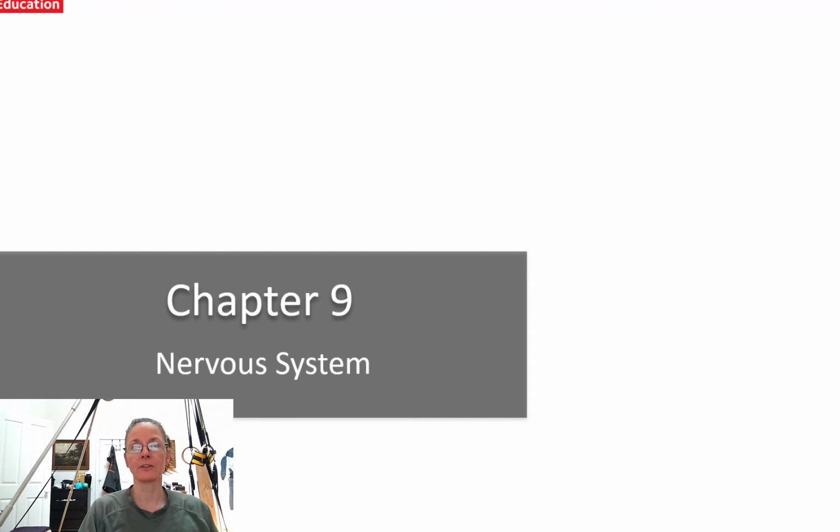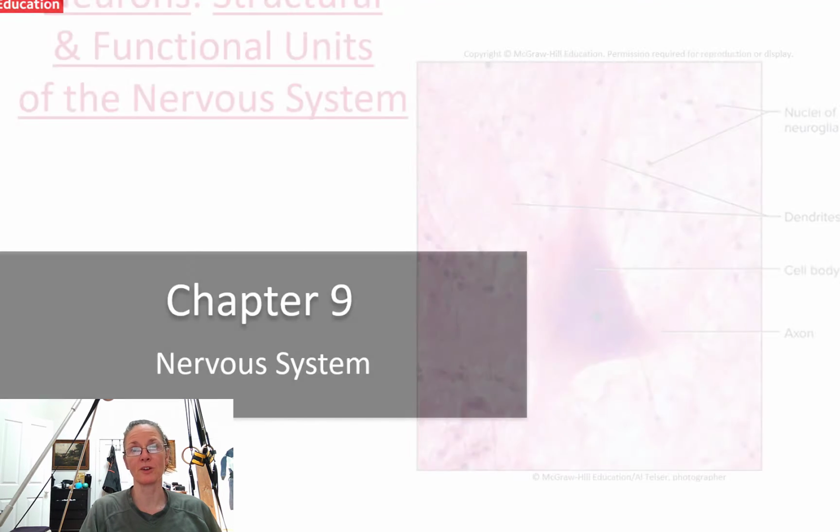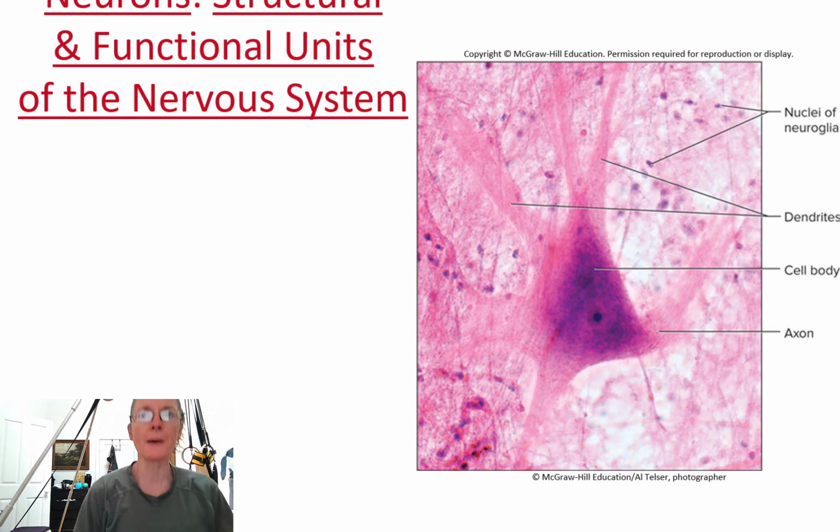Now, the main type of cell that we have in the nervous system is the neuron. We've seen it before in lab. We've seen that it has an axon, a single axon that emerges from a cell body, and oftentimes several dendrites. We can have one to several dendrites that are the receiving end of the neuron.